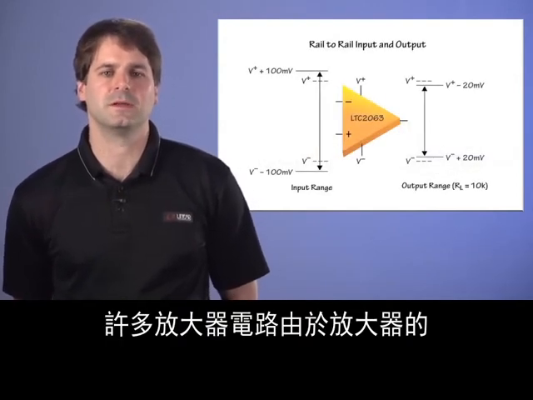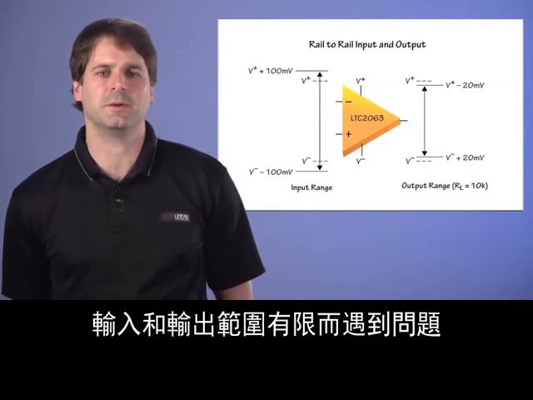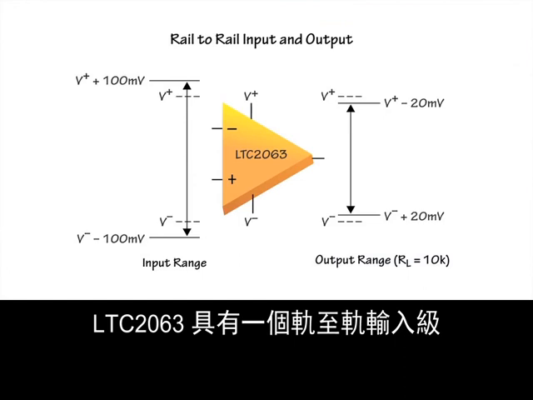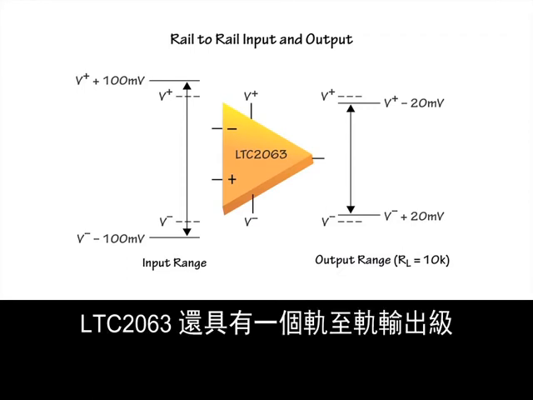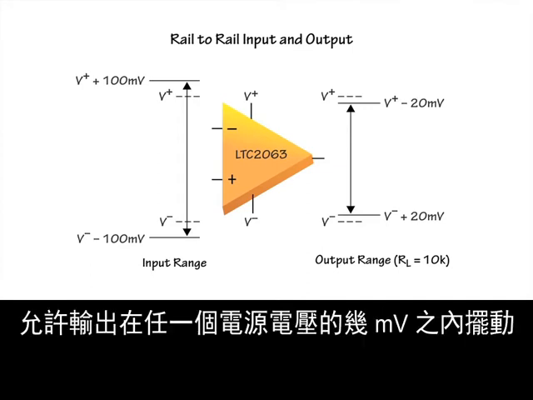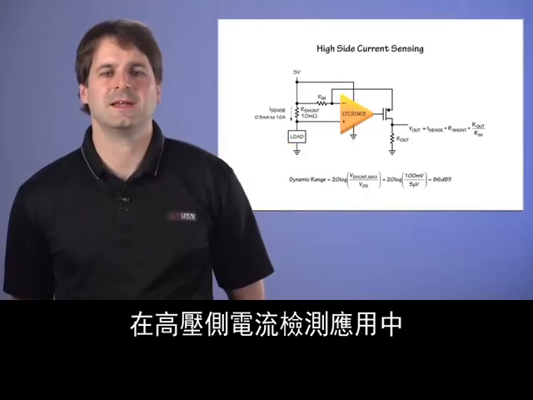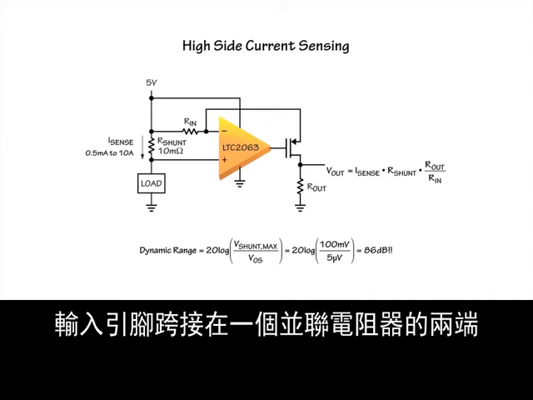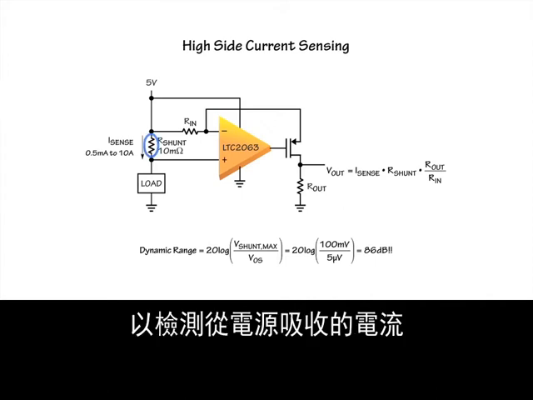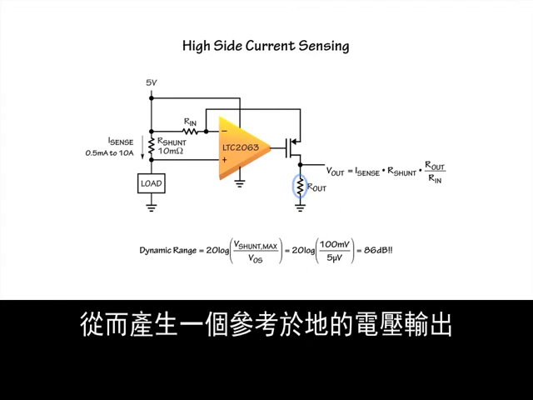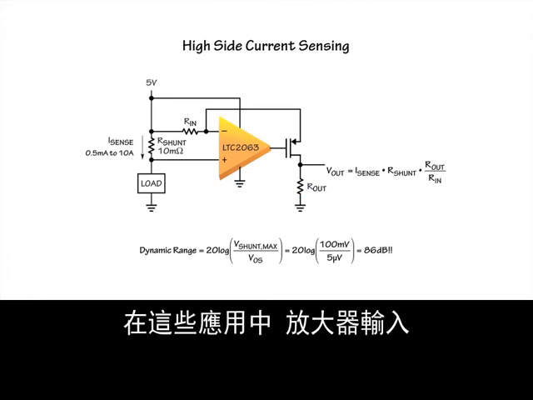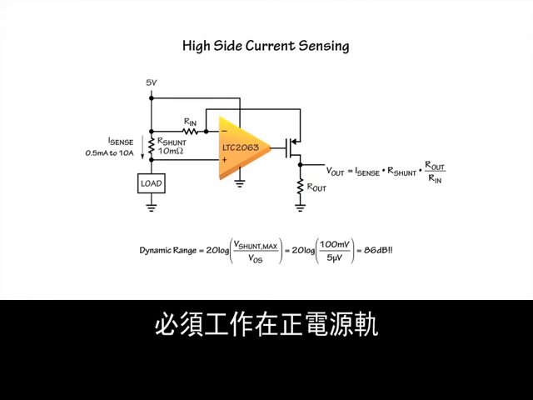Many amplifier circuits run into problems due to an amplifier's limited input and output ranges. The LTC 2063 features a rail-to-rail input stage allowing input signals to exceed the supply rails by up to 100 millivolts. The LTC 2063 also features a rail-to-rail output stage, allowing the output to swing within millivolts of either supply voltage. In high-side current sense applications, the input pins are connected across a shunt resistor to sense the current drawn from the supply. A scaled replica of this current is transferred to the output resistor, yielding a ground reference voltage output. In these applications, the amplifier inputs must operate at the positive rail.